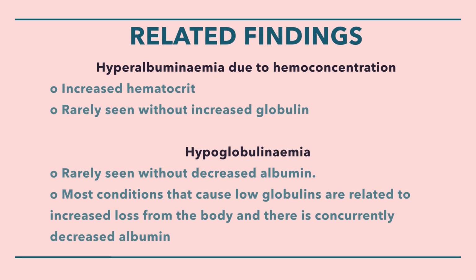Increased A to G ratio can be compared with other parameters in the hemogram and blood biochemistry results. For instance, in the case of hyperalbuminemia due to hemoconcentration, we may expect an increase in hematocrit level. Increased A to G ratio due to hypoglobulinemia is rarely seen without the concurrent decrease of albumin level. Most conditions that cause low globulins are related to increased loss from the body. Therefore, there will be a concurrent decrease in albumin level as well.